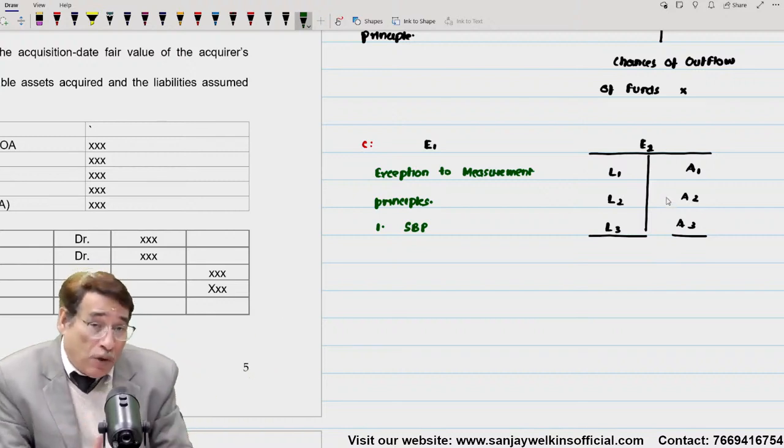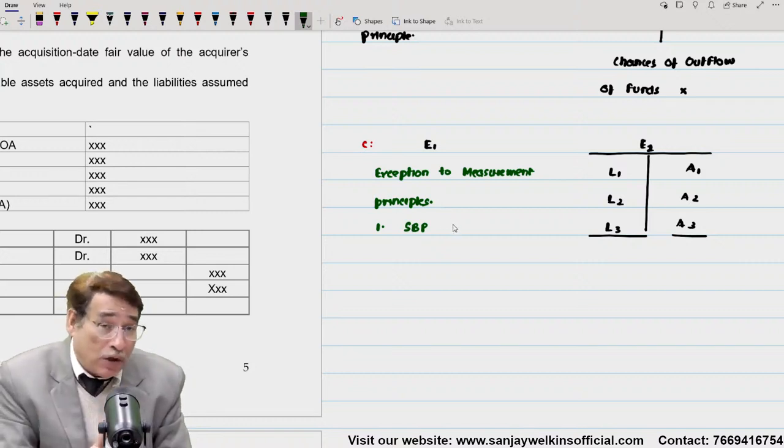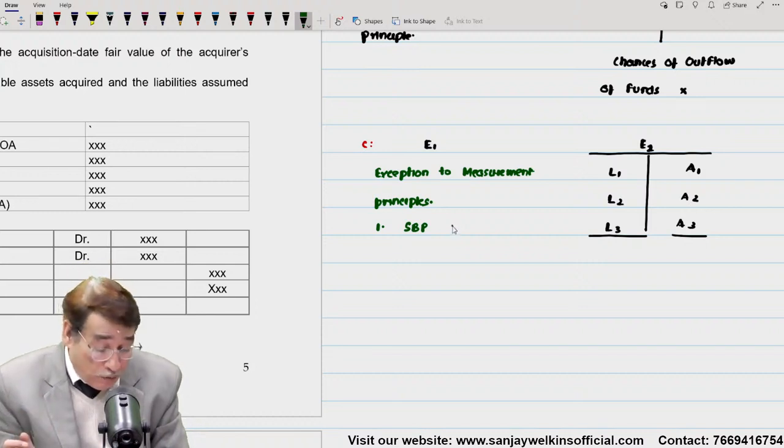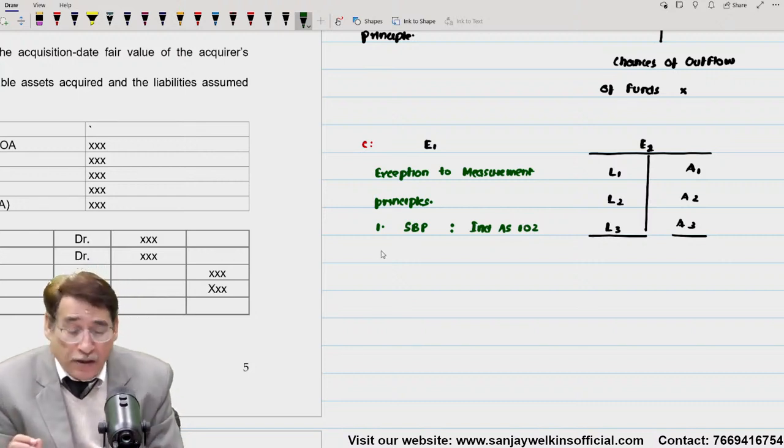So you are going to record that, but you are not going to record it at fair value. Then at what value? You will record it in the light of Ind AS 102, as per the provisions of Ind AS 102, because Ind AS 102 deals with share-based payment.